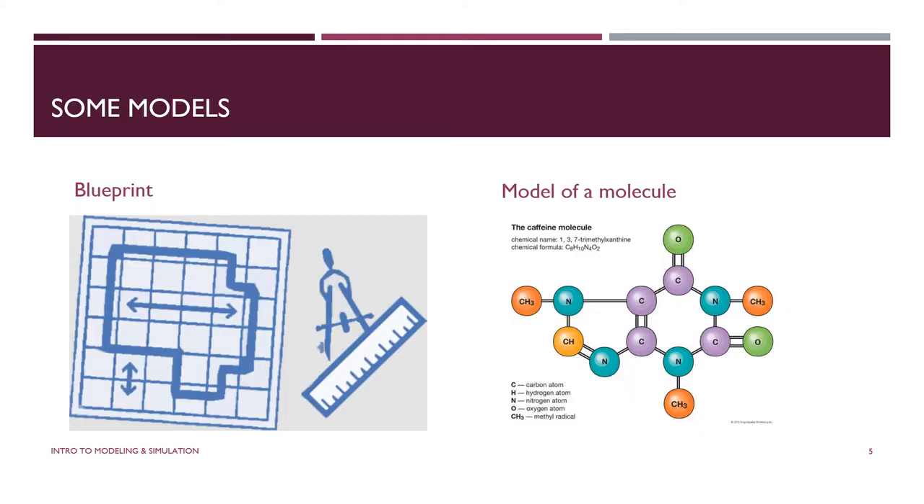Let's look at some examples of models, things that you're already familiar with, that you know are models. They're not necessarily simulation models, but we're looking at models in general now. A blueprint is a model of a building, of a room, of a center. It's a two-dimensional model of a three-dimensional reality. So right away, this notion of slimmed down reality applies here.